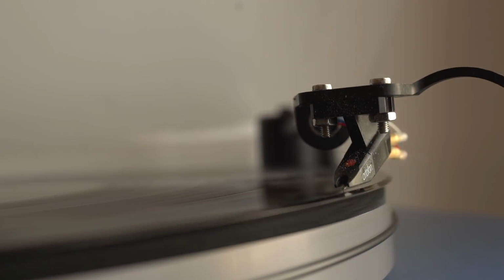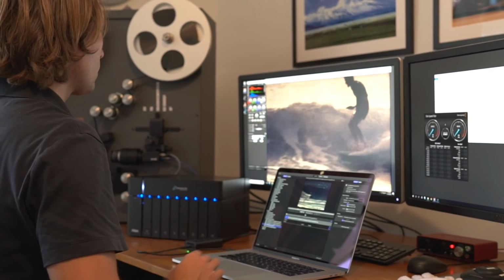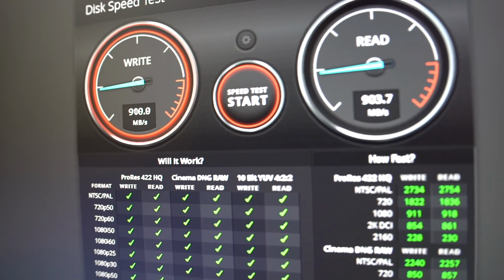Fast-performing hardware is key in our 4K workflow. Even at RAID 6, this thing clocks about 900 megabytes per second read and write, which is fast. I mean, this powerhouse handles data transfers in minutes that used to take us hours.